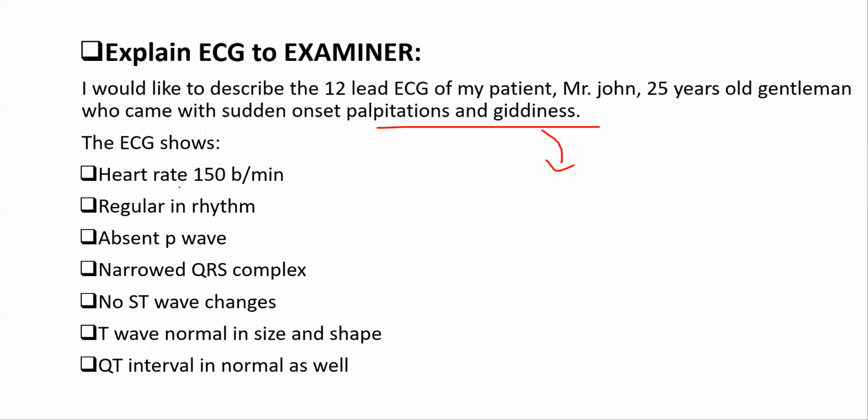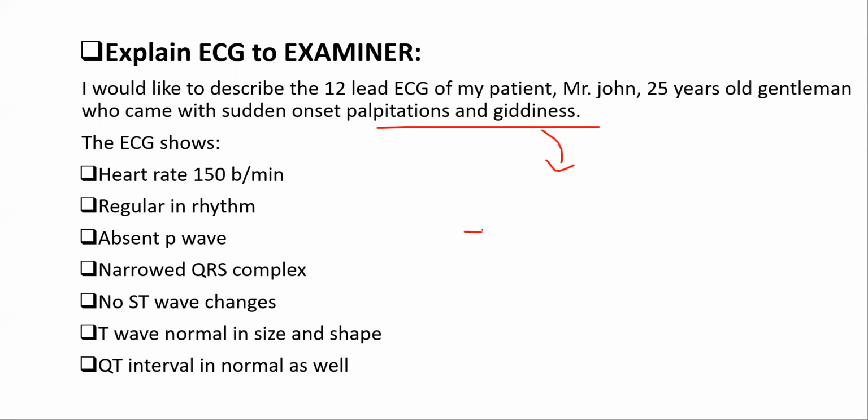So heart rate is almost 280 beats per minute, regular in rhythm, absence of P wave, narrow QRS complex, no ST wave changes. T wave is normal in size and shape, and QT interval is normal. There has to be a format that you follow when you explain ECG to the examiner.